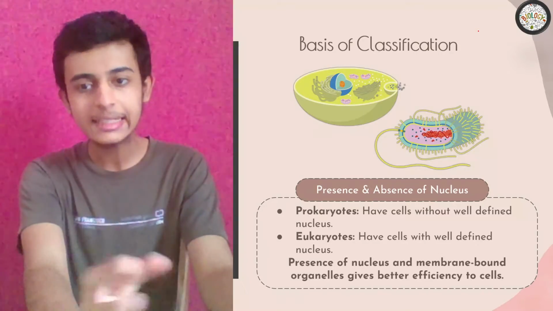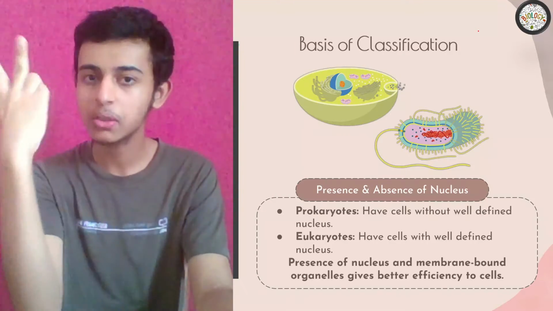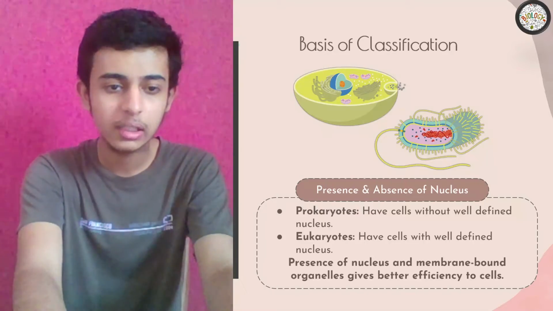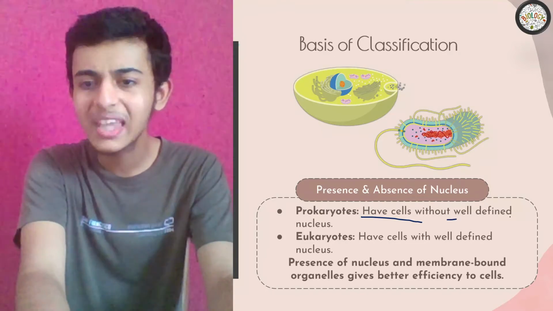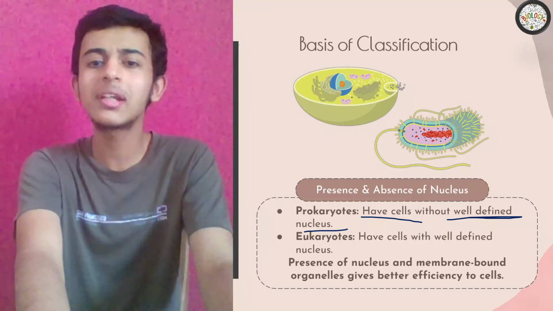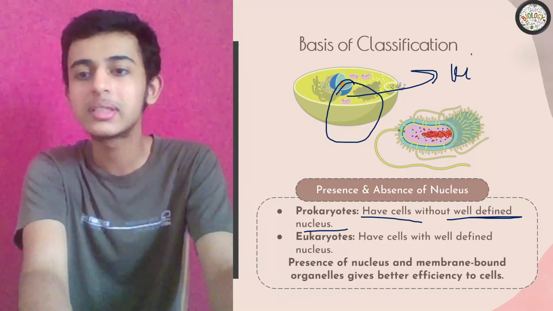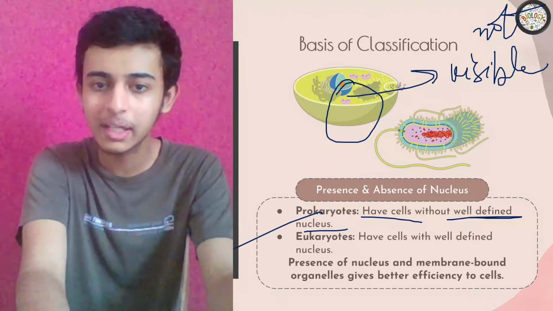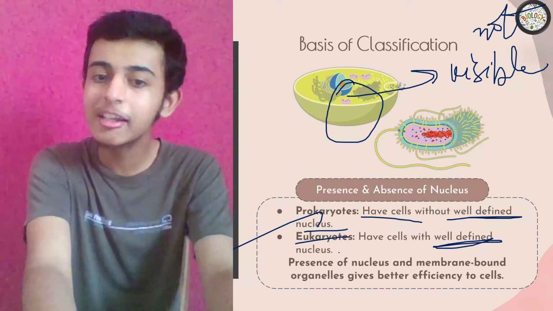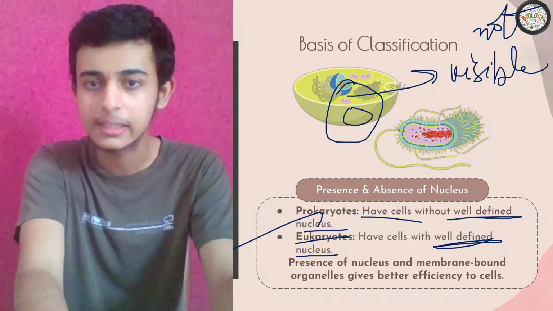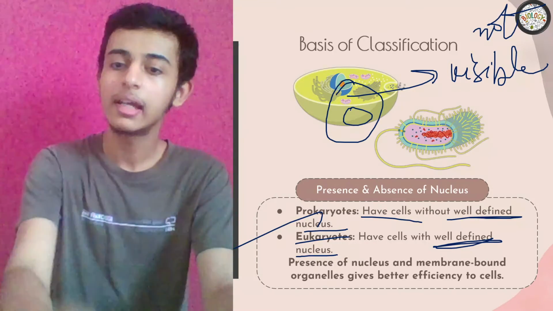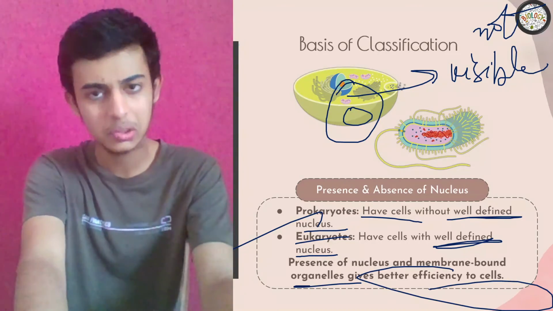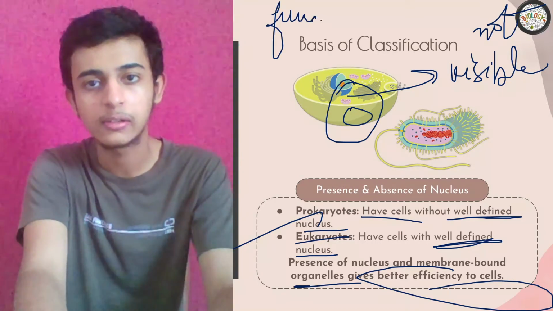On the basis of presence and absence of nucleus, you can have prokaryotes or eukaryotes. What are prokaryotes? They have cells without a well-defined nucleus. So they don't have a well-defined nucleus. It's not visible actually. Their nucleus is not visible. They are the prokaryotes. Eukaryotes have cells with a well-defined nucleus. Their nucleus is visible. This is your cell. There is a nucleus. And the presence of nucleus and membrane-bound organelles gives better efficiency to the cells in terms of their functioning.